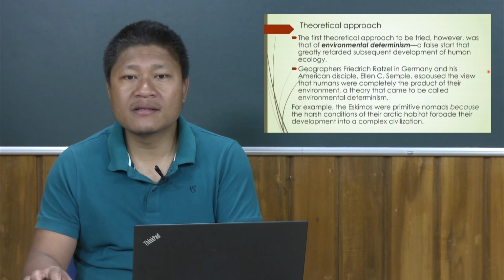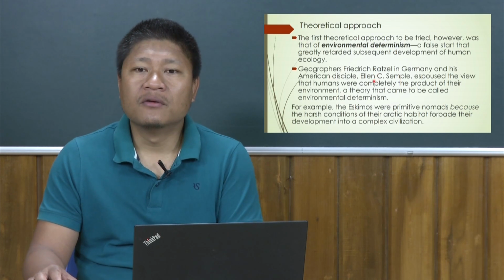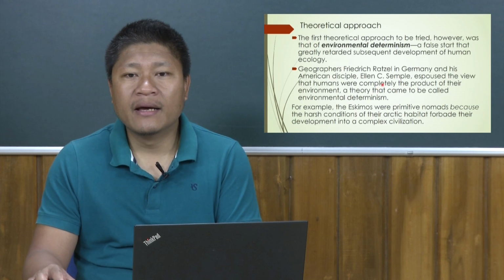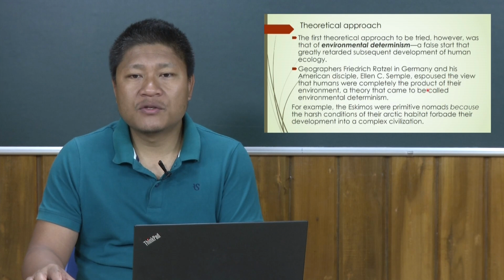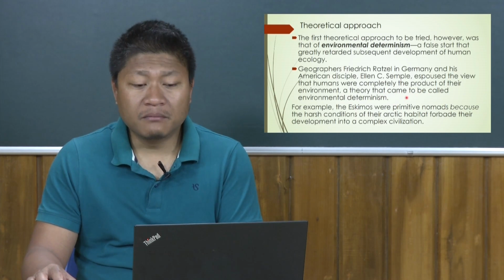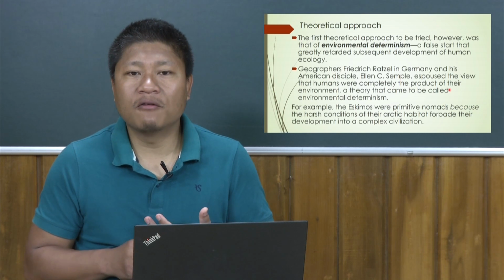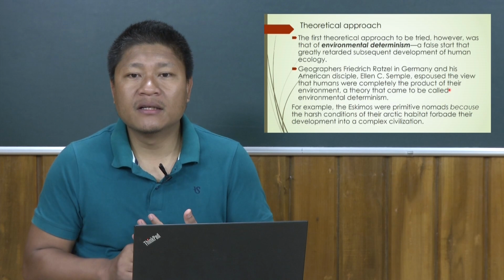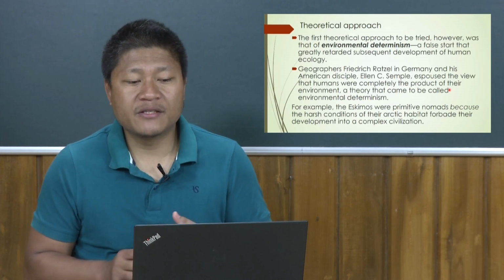For instance, the geographer Friedrich Ratzel from Germany and his American disciple Ellen C. Semple were the first to espouse the view that humans were completely the product of their environment. That is a theory that came to be called environmental determinism.